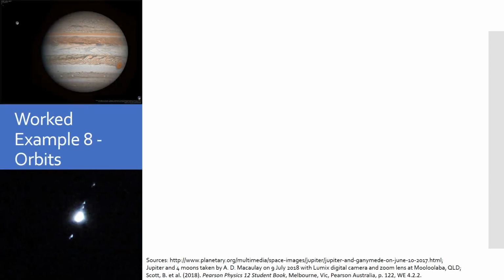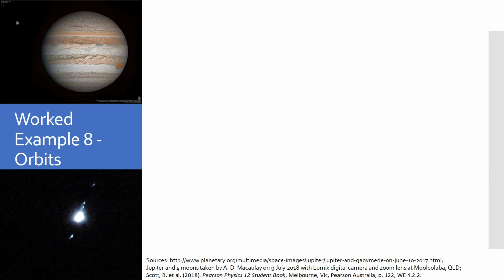And the last example is worked example 8. Please note the photo. I'm very pleased with this photo. I took it with my wife's Lumix digital camera with a zoom lens when we were on holidays at Mooloolaba in Queensland, Australia. And you can see quite clearly 4 dots around this blurry dot.